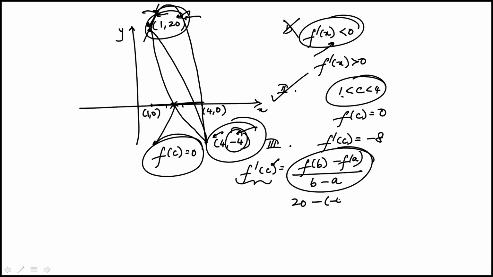So if we compute that for this case, 20, which is the value of the function here, minus minus 4, divided by 1 minus 4. So this would be 24 over minus 3, which is minus 8, exactly that. That means there will always be a point c that satisfies this condition.